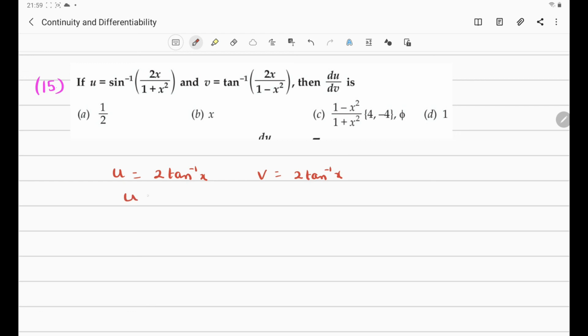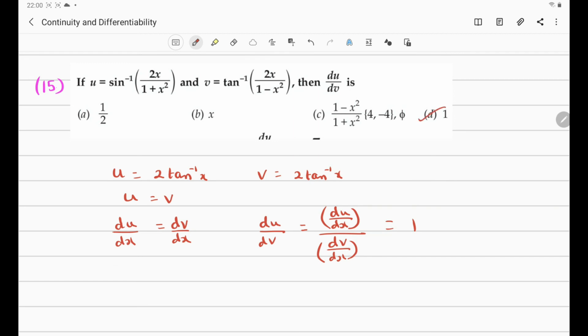So, which means u is equal to v, or du by dx is equal to dv by dx. Here the question asked is du by dv. Du by dv is du by dx divided by dv by dx, which should be equal to 1 because both are equal. So the option is option D.